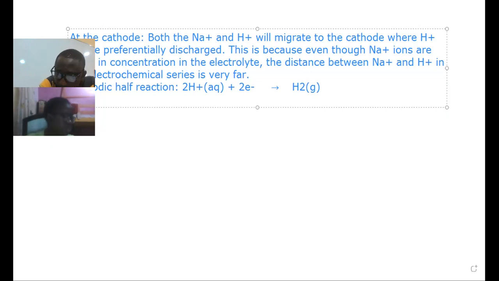Because of the close position of chlorine ion and hydroxide ion in the series. So you see where the effect of concentration is affecting. I mean, see what is happening there now. Okay, let's get this.